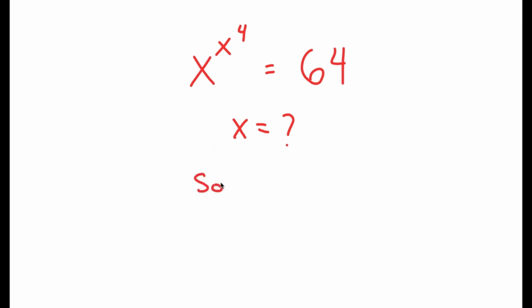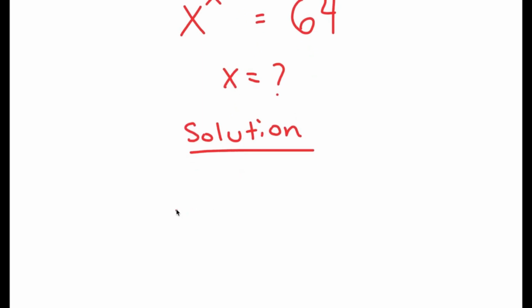Alright, so in this video, I'm going to solve the equation x to the power of x to the power of 4 is equal to 64. So the variable I want to find the value of in this equation is x. And for my solution, I'm going to first start by taking the power of 4 on both sides.